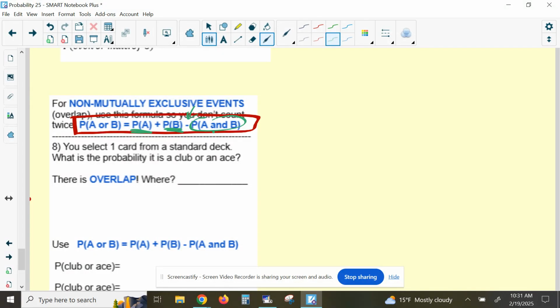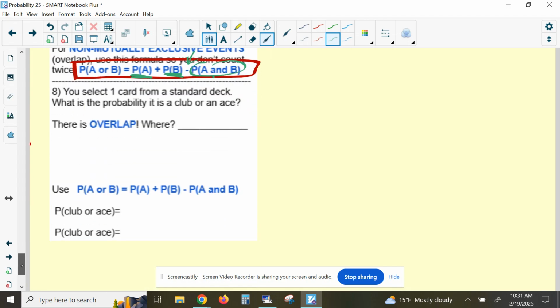We saw it, we just used common sense instead, right? Okay? Good? Okay, so let's go ahead and try number 8. Number 8, you select one card from a standard deck. Now, I'm not going to write out all the cards. You choose one card from a standard deck. What is the probability that it is a club or an ace?